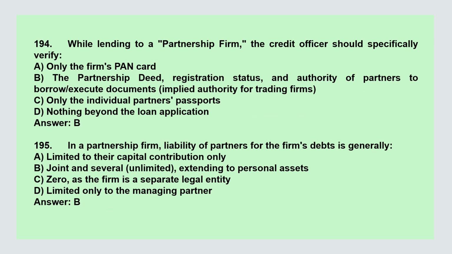While lending to a partnership firm, the credit officer should specifically verify answer B, the partnership deed, registration status, and authority of partners to borrow and execute documents. In a partnership firm, liability of partners for the firm's debts is generally answer B, joint and several, unlimited, extending to personal assets.